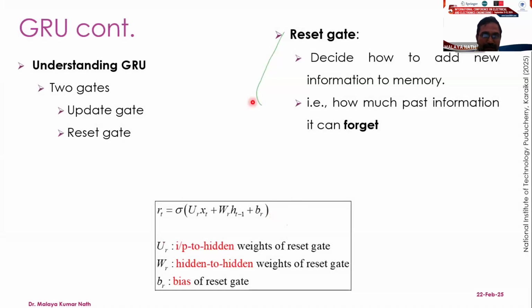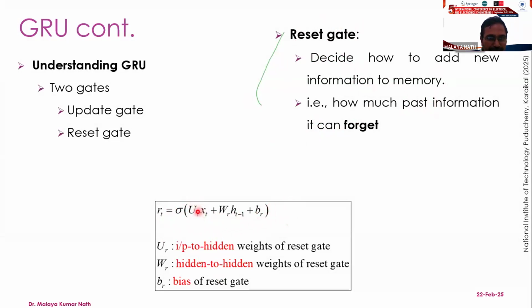Now, the second gate associated with the GRU is the reset gate. So what is the importance of the reset gate? Basically, the reset gate decides how to add new information to the memory, or how much past information, that means the information which is not required, can be eliminated or forgotten. The expression for the reset gate output is the sigmoid of Ur xt plus Wr h of t minus 1 plus br.